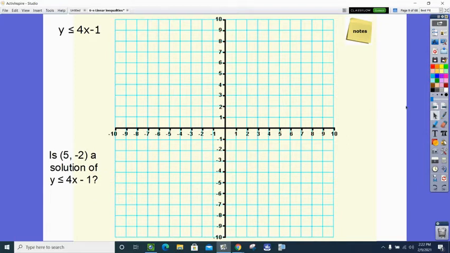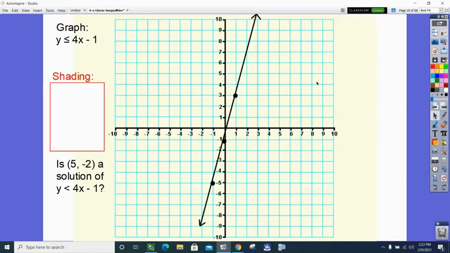So let's see how you did. We're going to start by graphing the line. It was already in y equals mx plus b, if we put an equals in there. So there's my y-intercept, and to go up 1, 2, 3, 4, and over 1. I kind of missed that point a little bit, the way I drew the line. And it's solid because it's less than or equal to.